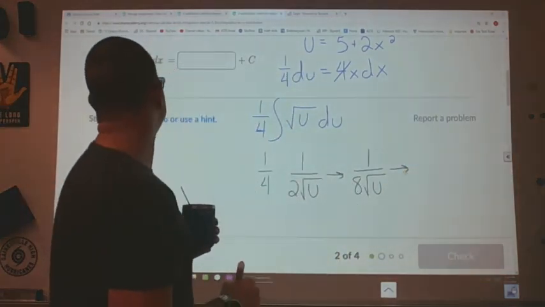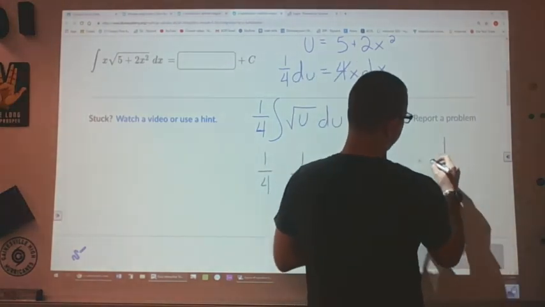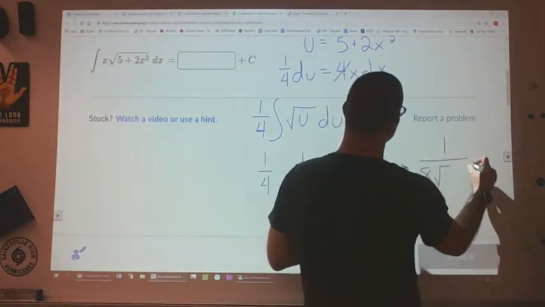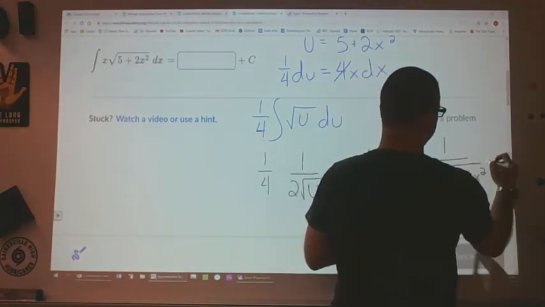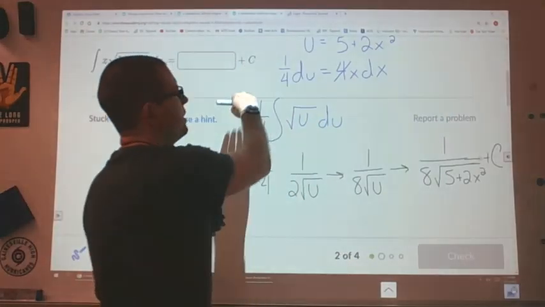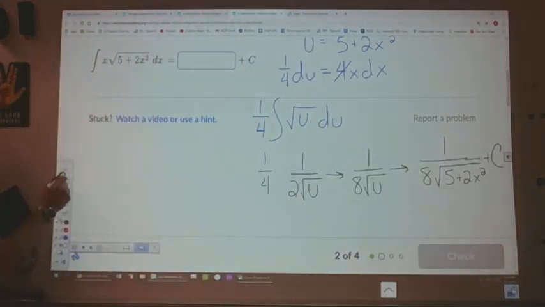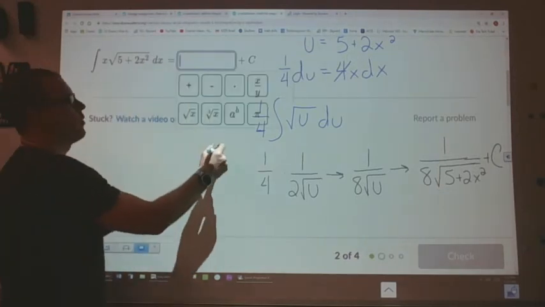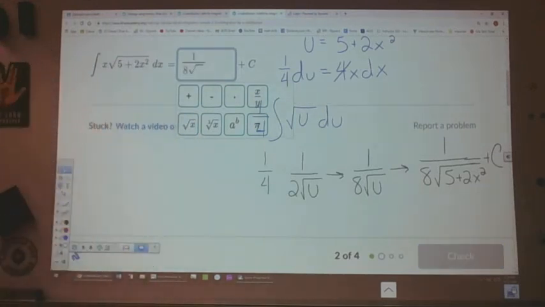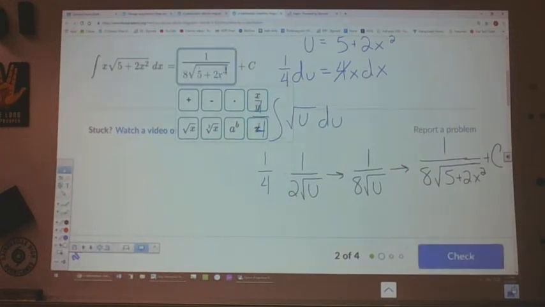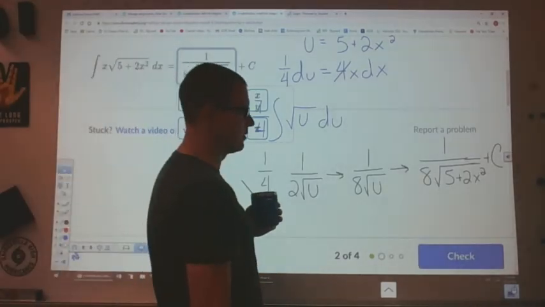And then undoing that u would be 1/8 the square root of 5 plus 2x squared. And then I'll go ahead and add my plus c here, even though they have it already there. Now we just have to enter that in. It's going to require a fraction. 1/8, and then our square root of 5 plus 2x squared. And that would be our answer. Plus c.